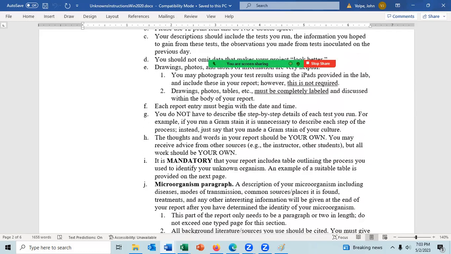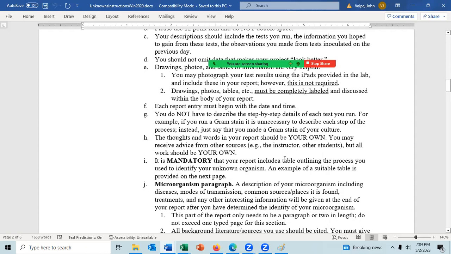You do not need to describe the step-by-step details for each test you run. I know the steps of the gram stain. All you have to do is say, I ran the gram stain on this and this day, and here were the results. The cells were purple. So my conclusion is the cells were gram positive. You should put your thoughts in your own words in your report. Don't quote from someone unless you put it in quotes and say where you got it from.